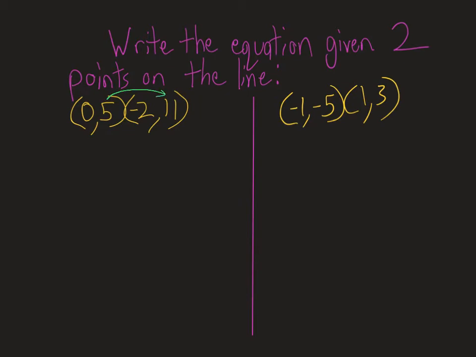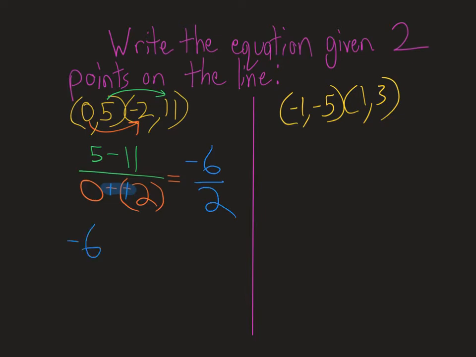I'm subtracting my y values on top. Subtracting my x values on bottom. Notice there on the bottom, minus the negative. Make sure you had that and you didn't trip up on that. And now we've got 5 minus 11, negative 6. The two negatives cancel, 0 plus 2, 2. Negative 6 on 2 simplifies to become negative 3.